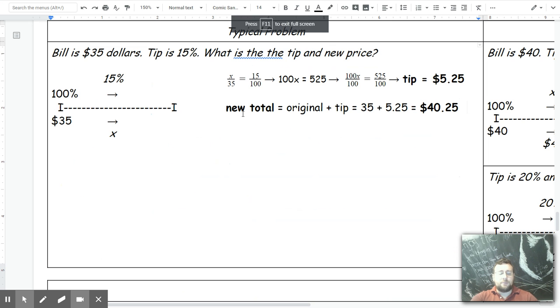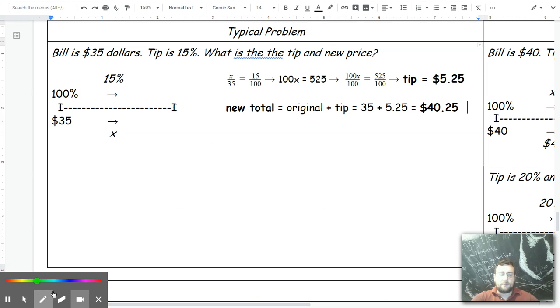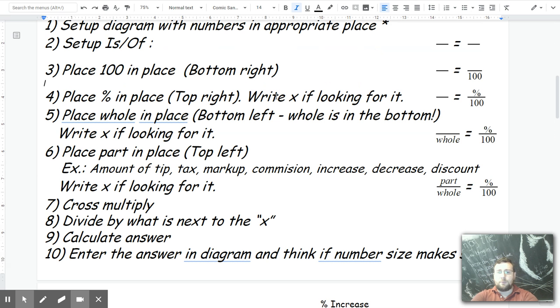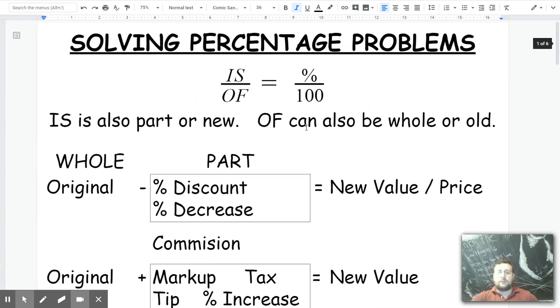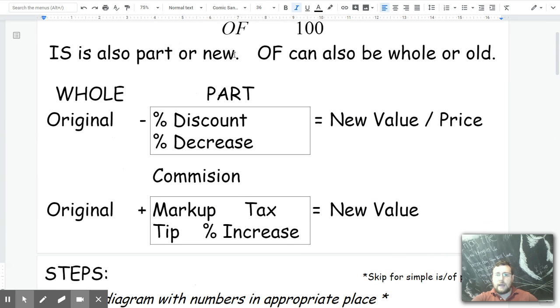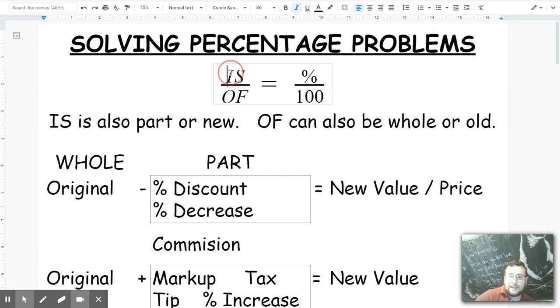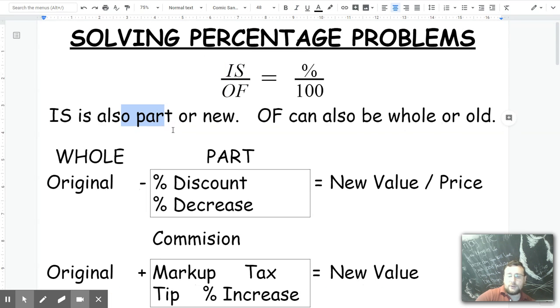Over here we have an example that is already done, but I'm going to still walk you through it anyhow. So there's a bill that's $35, and I'm going to do a 15% tip on that bill. And I want to know what the tip amount is and what the new price is going to be. So when I try to think about what kind of problem this is, I realize that tip is a part. So I'm looking for the part. The X is going to be on the top left of my setup because I'm looking for the is or the part in this situation.